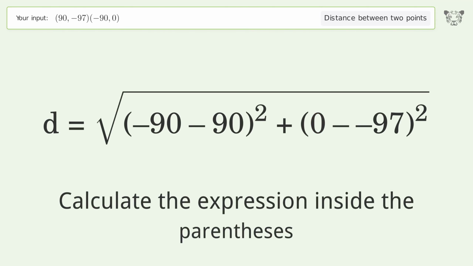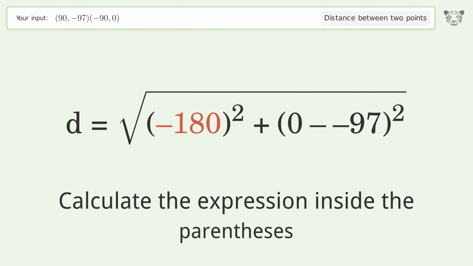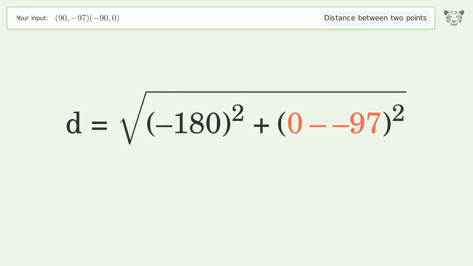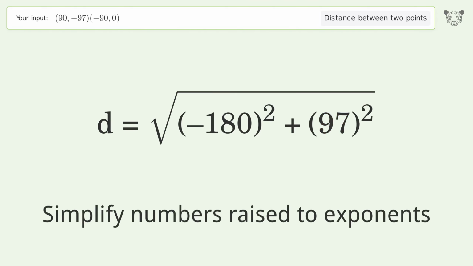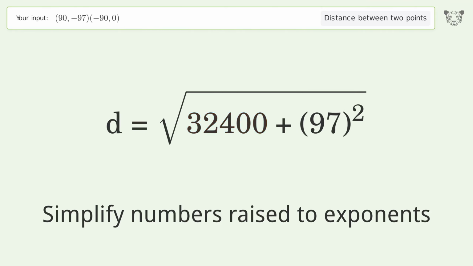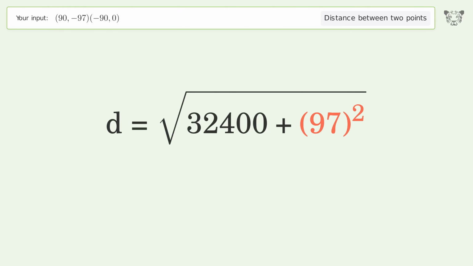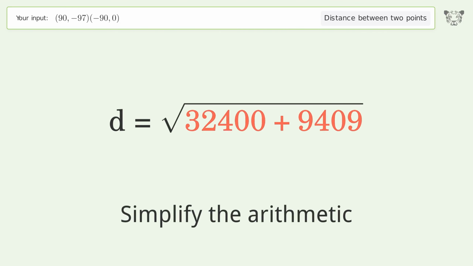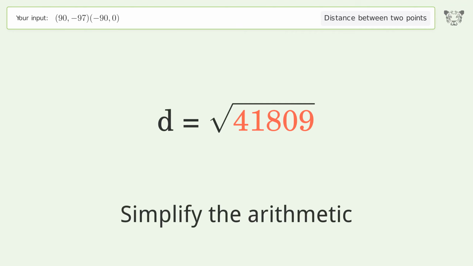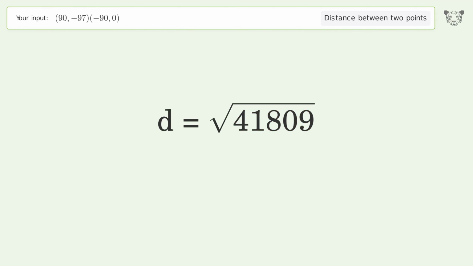Calculate the expression inside the parentheses. Simplify numbers raised to exponents. Simplify the arithmetic. And so the distance between the 2 points is the square root of 41,809 or 204.472.